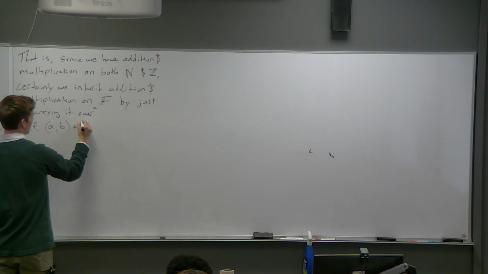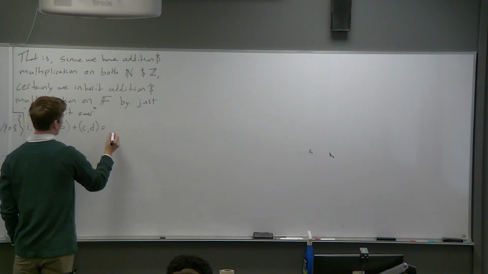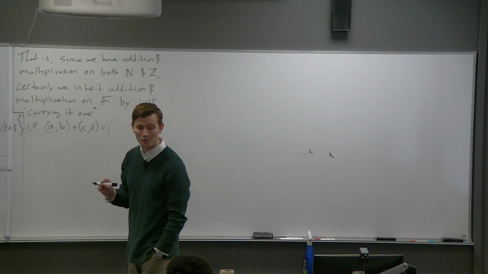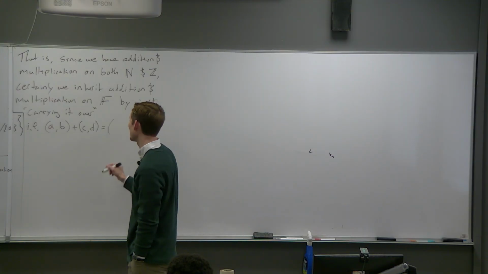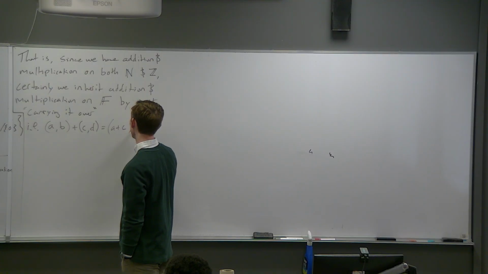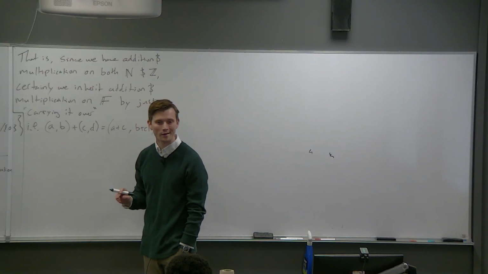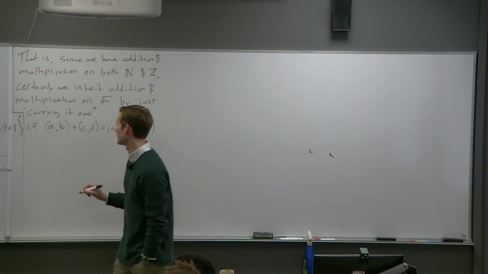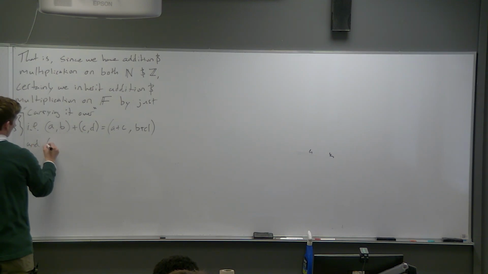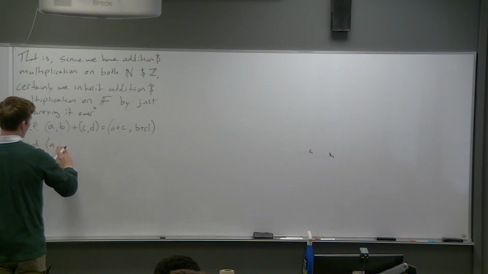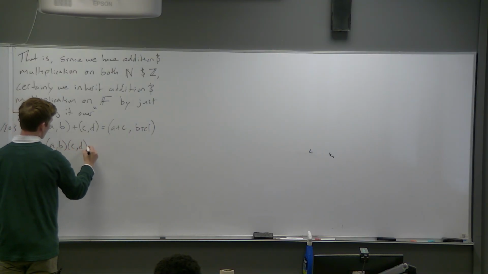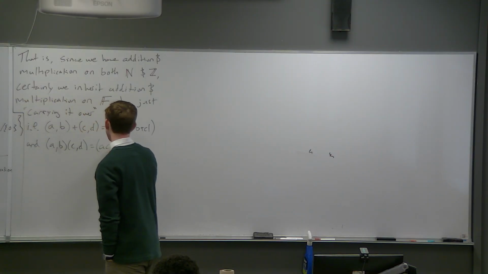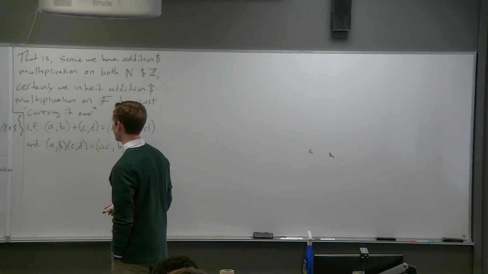AB plus CD equals, and this is not right in terms of fractions, but I'm just trying to point out that you can do this, certainly. A plus C, B plus D. It's not quite what we want, right? And you could also take AB times CD and get back, say, AC and BD.